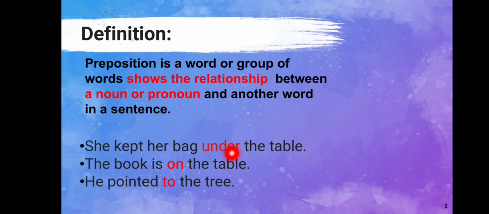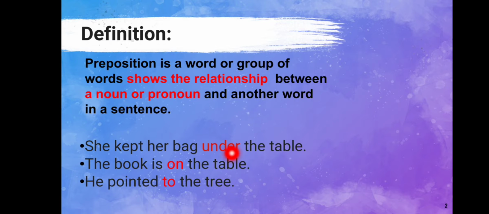She kept her bag under the table. The book is on the table. He pointed to the tree. Now look at these highlighted words: under, on, to. Now let us see the first example. She kept her bag under the table.